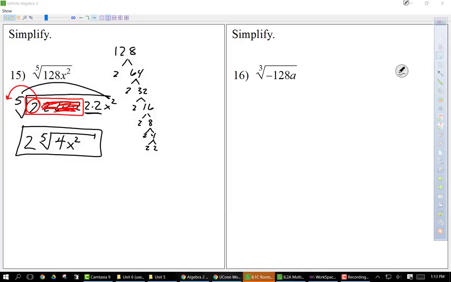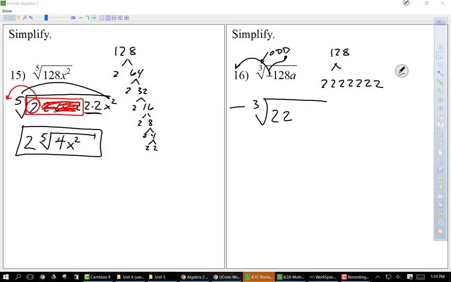So let's go to 16. Well, what did I say? Odd, and there's a negative. So what happens to this? It just automatically pops out. So we know we're going to have a negative outside in our answer. Well, let's take 128. If you look at 15, we already had 128. So it's actually 2, 2, 2, 2, 2, 2, 2. It's 7 of them. We have the negative out front. That's going to be there. We have 7 2's, 4, 5, 6, 7, and then the a.